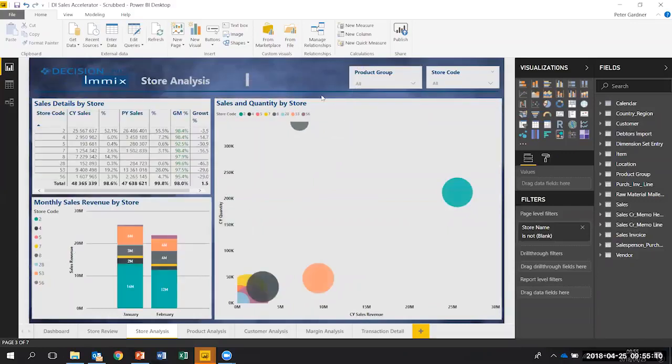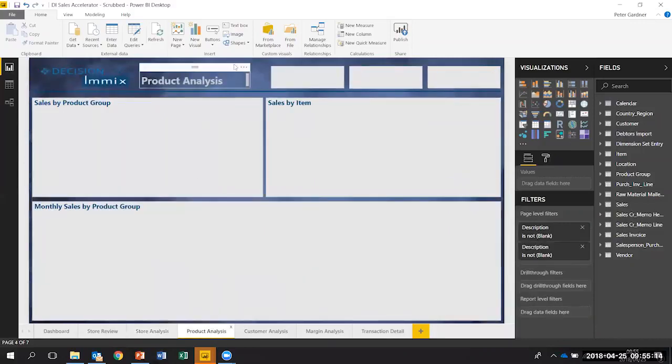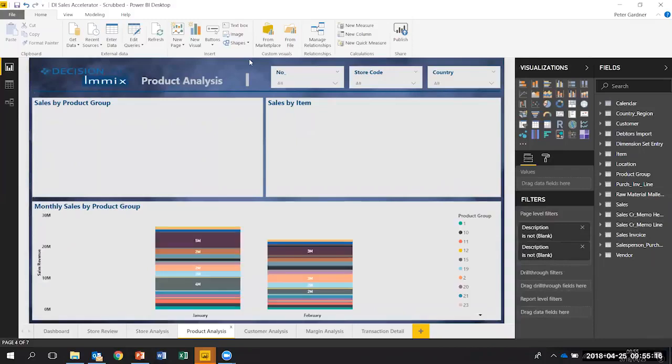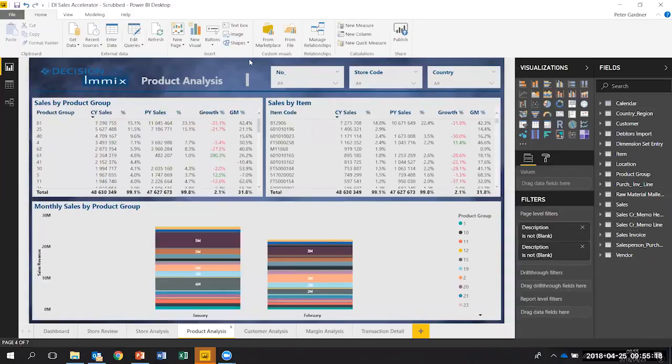All right, moving on to the product analysis here. Again, this is analyzing performance of the various products, both on an item level and a product group level. The tables at the top are showing performance versus last year, both revenue and gross margin percentage. And then you can see them there. The one on the left is by product group, one on the right is specific item codes.